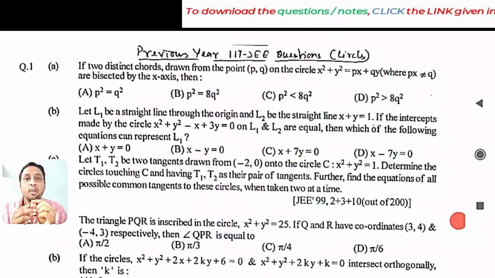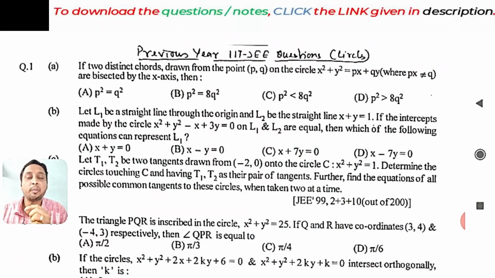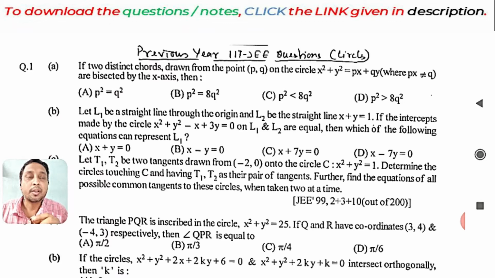Okay students, welcome you all to this new lecture on advanced level where we are solving previous year IIT JEE questions on circles. So today we will be solving question number 1A, 1B, two questions. Okay, then let's try to solve this question.